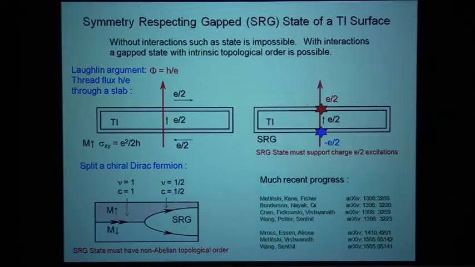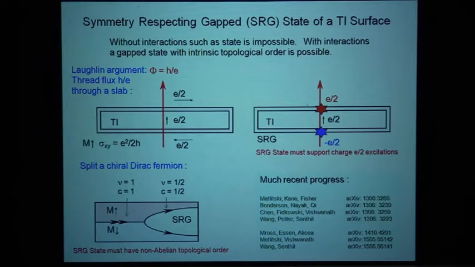So now what I want to do is I want to say, let's suppose that we have some state that doesn't break any symmetries, doesn't break time reversal symmetry, doesn't break charge conservation, but it has a gap, and so let's imagine that we have that on the surface now. So now I'm going to do the same argument. I'm going to thread this magnetic flux, and then I can gauge it away, or I can think of it as dragging a magnetic monopole through. Okay? And so then it's still going to be the case that I transfer a charge e/2 from the bottom to the top.